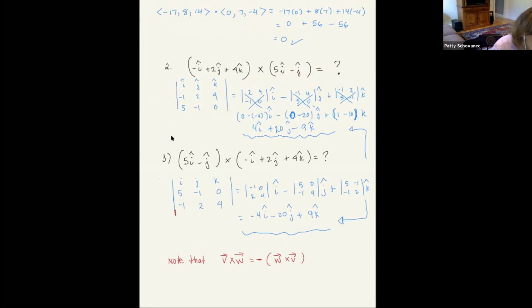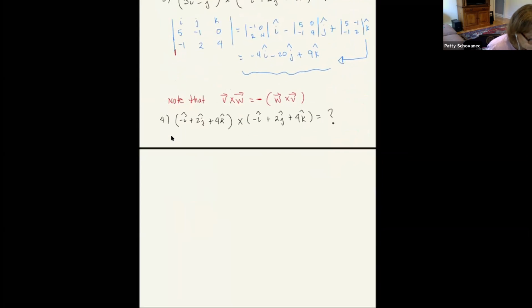Now what I want you to notice is what happens if you cross a vector with itself. So I want you to compute minus i plus 2j plus 4k crossed with itself. Take a minute and do that cross product. Let's see what you discover here.